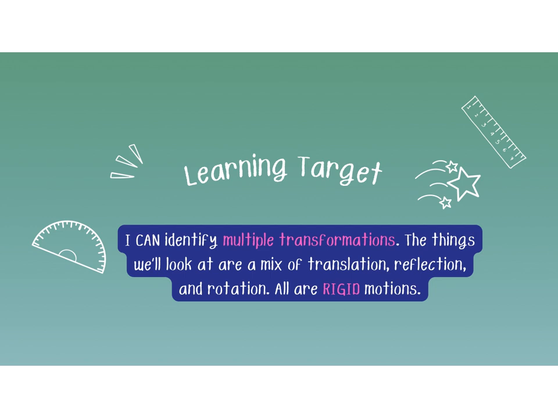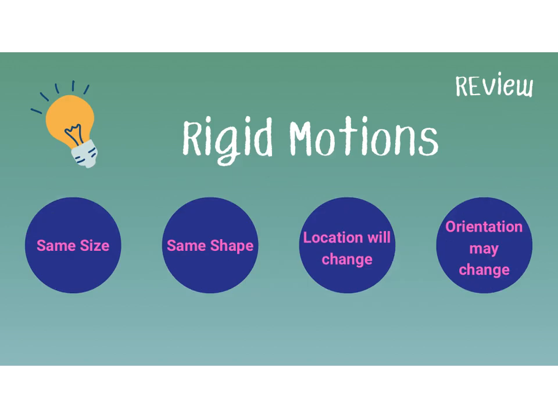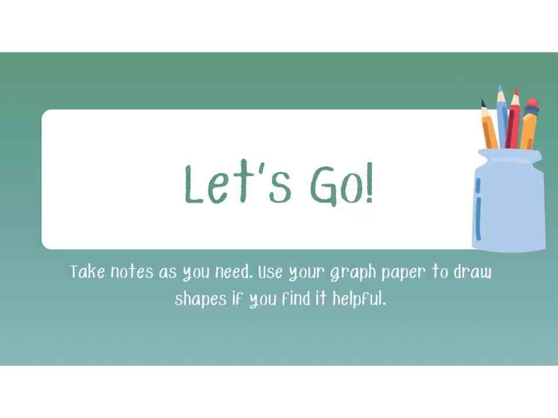Remember that all of them are rigid motions. So a rigid motion means that they're going to stay the same size, they're going to stay the same shape, the location on the grid will change, and the orientation may change. So take notes as you need. Use your graph paper to draw shapes if you find it helpful.